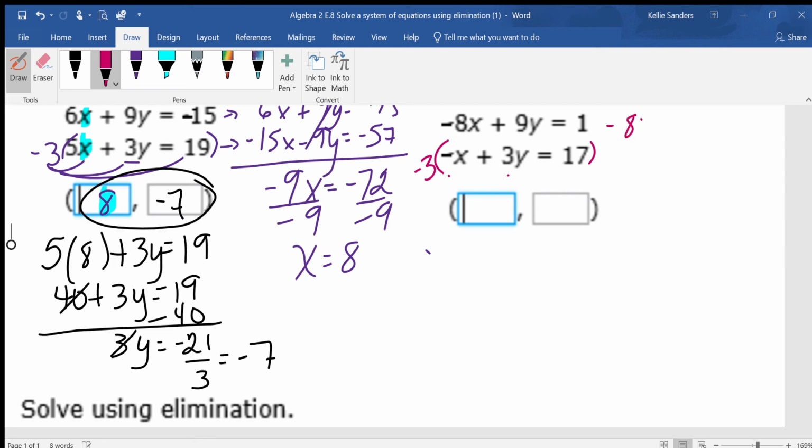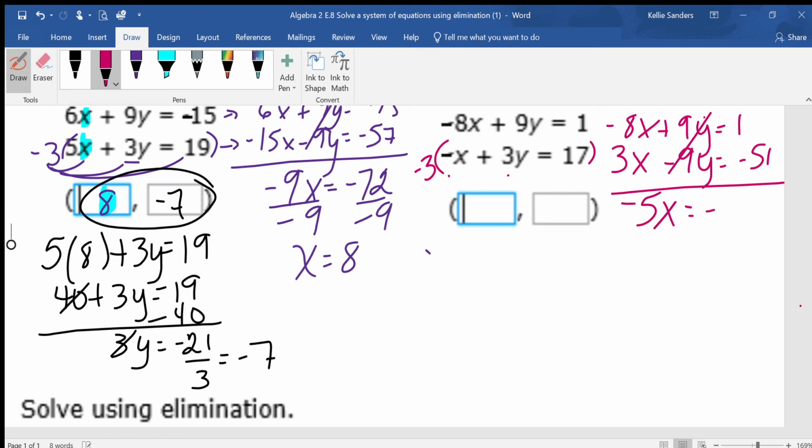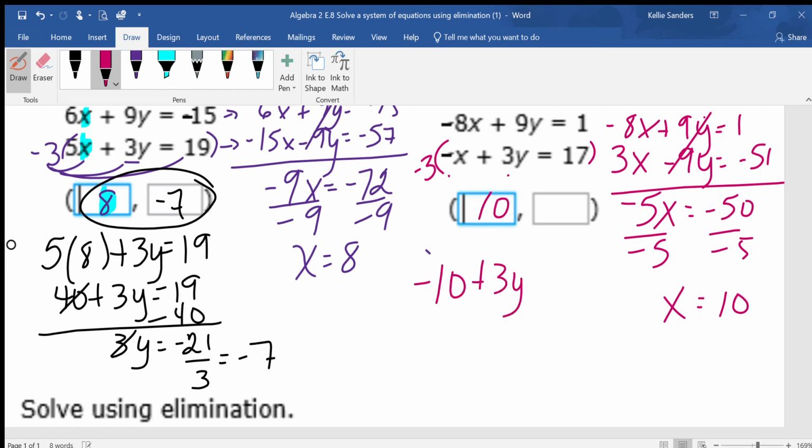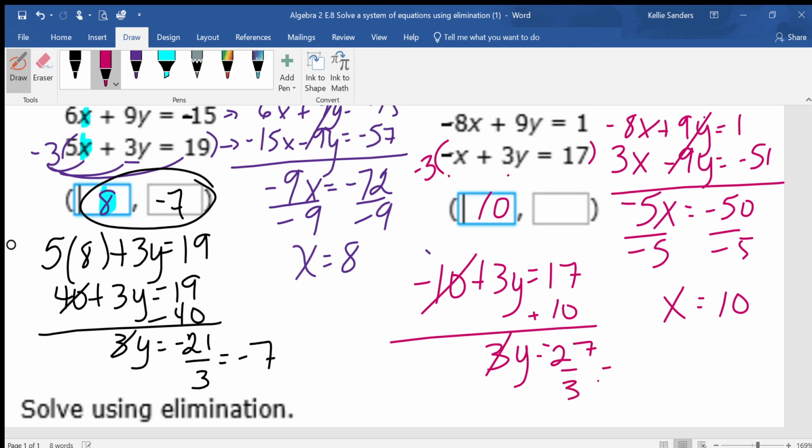So negative 8x plus 9y equals 1. 3x minus 9y equals negative 51. Negative 5x equals negative 50. Divide by negative 5. X equals 10. Plug the 10 into the x. Three y equals 27. Divide by 3. Y is 9.